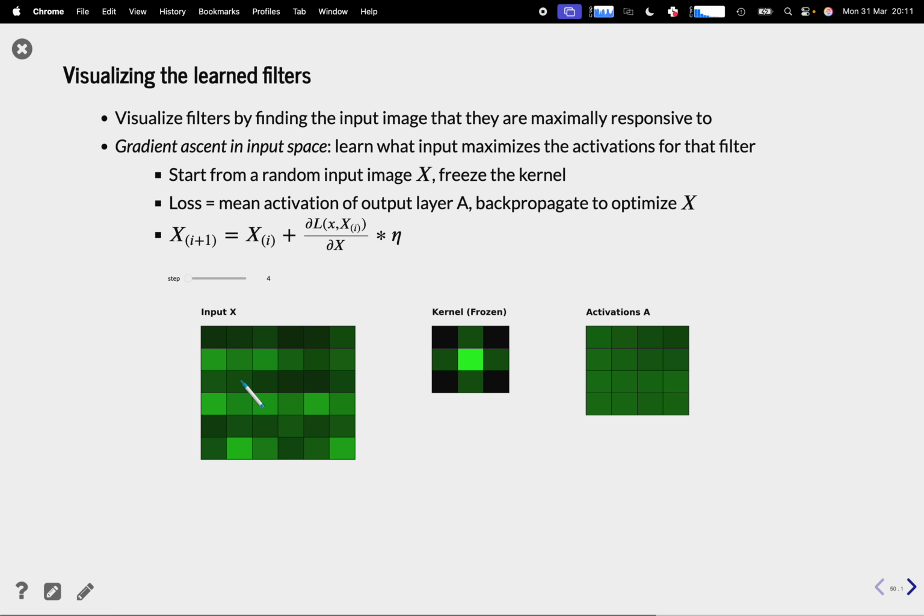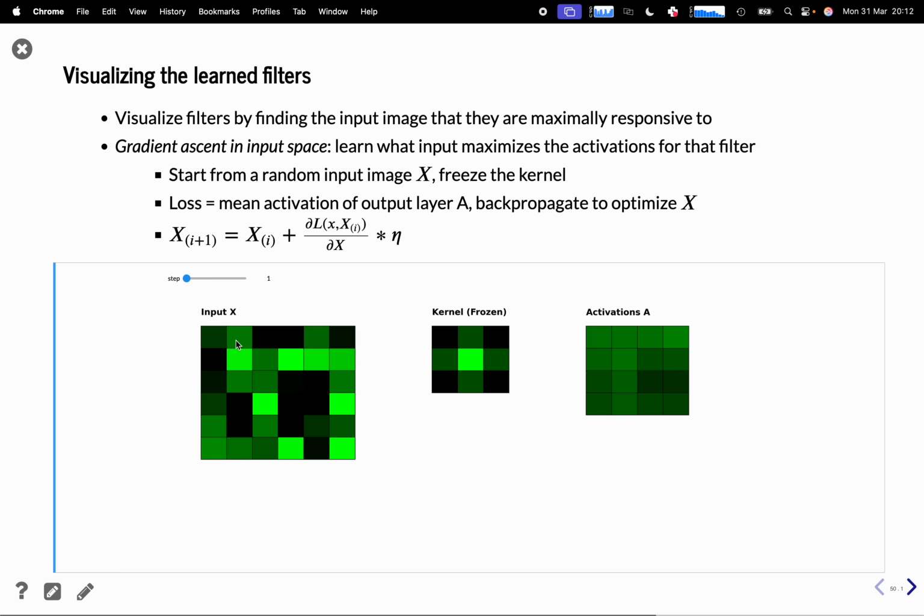So we start with a purely random input matrix, which is random values. We're going to feed that through the kernel, and we get kind of a low activation from that, right? So the next step is we're going to compute a loss to train this input matrix, right? So it's very different from before. We're going to view this input matrix as a set of weights that we can learn.